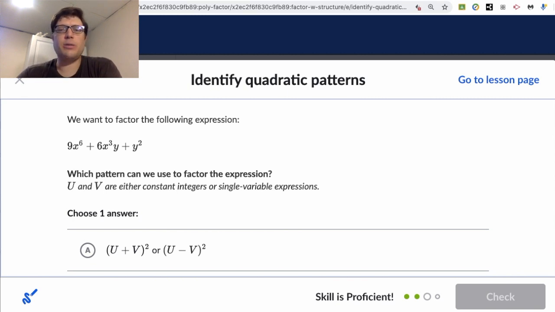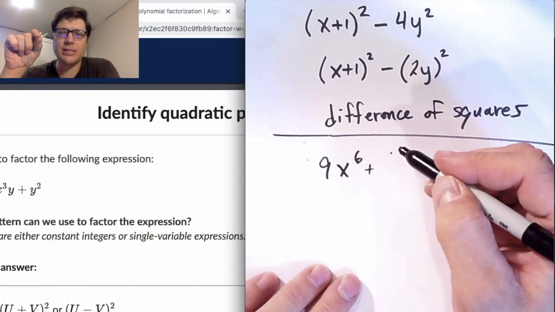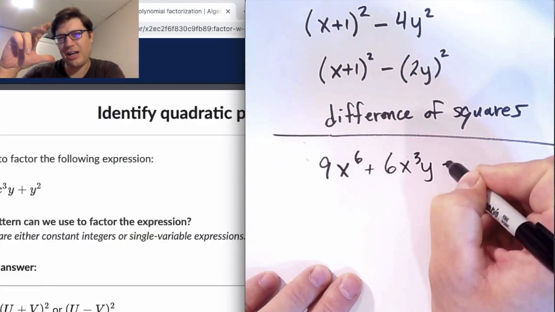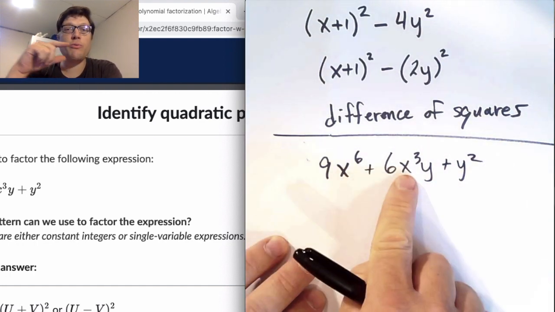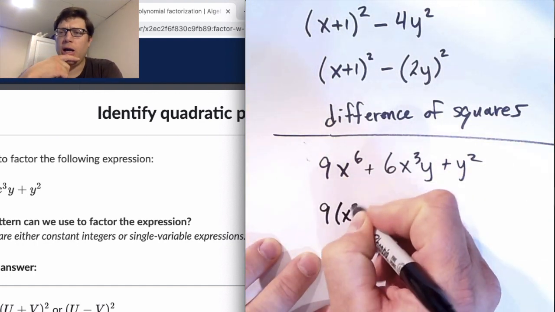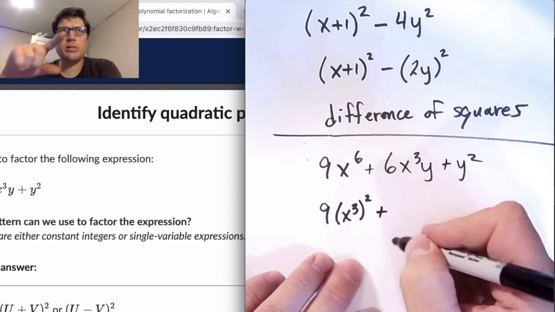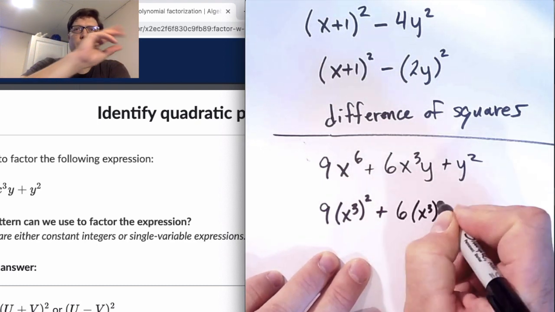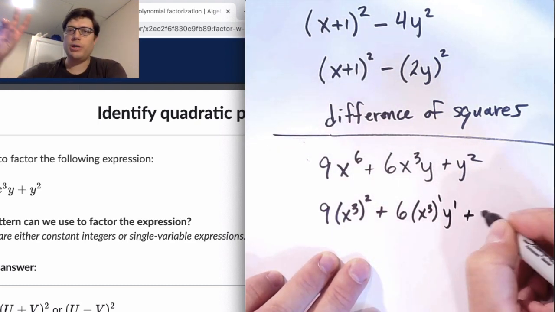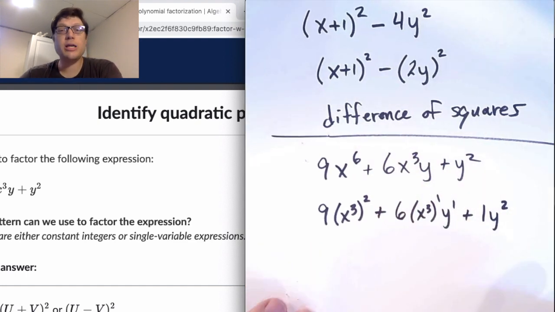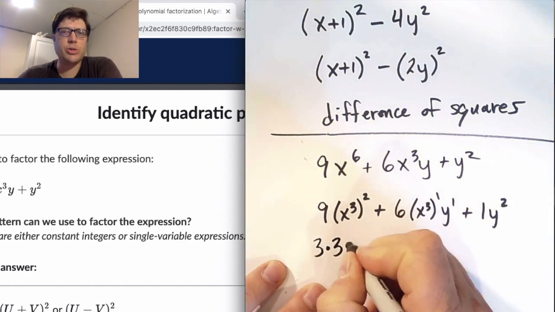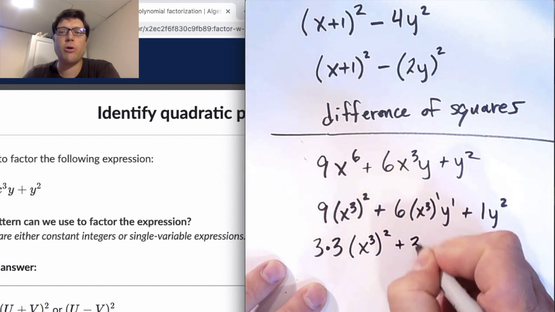9x to the sixth plus 6x to the third y plus y squared. I noticed that x to the sixth and then x to the third is kind of the structure of what you get when you write a quadratic equation. I also noticed that the exponents of y go none, 1, 2. So that's actually setting up a structure for a quadratic equation.